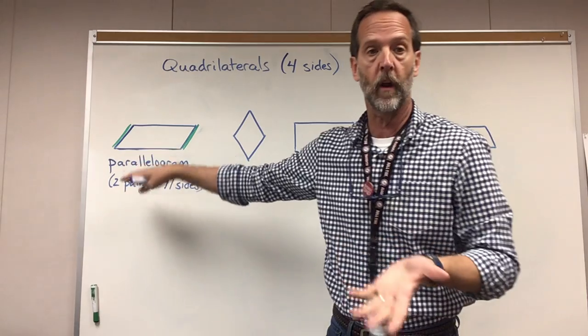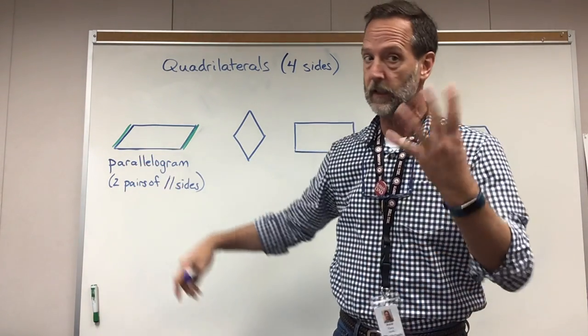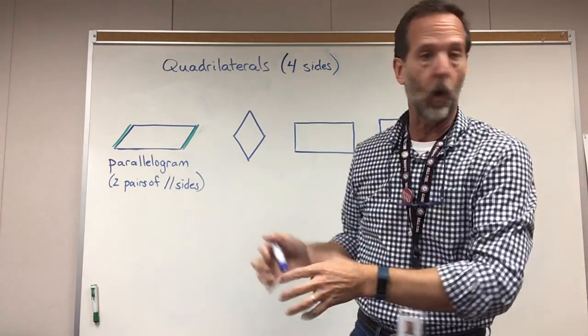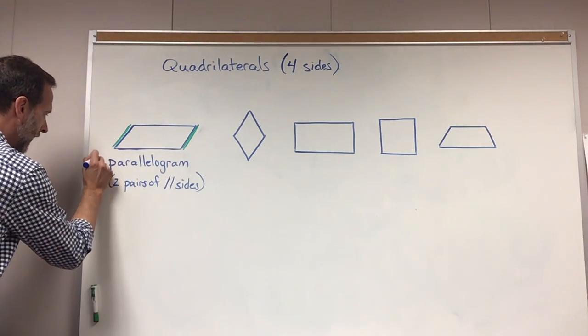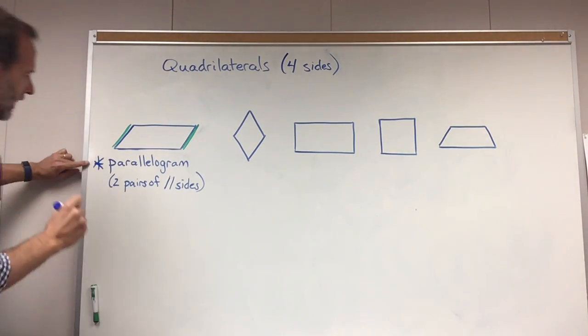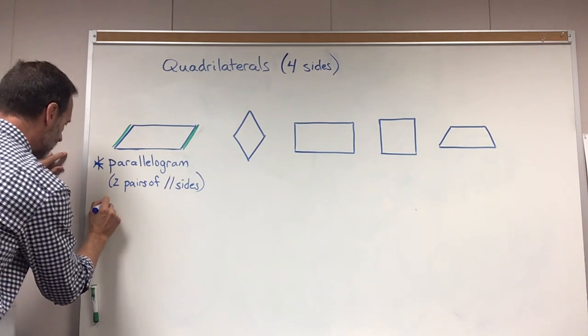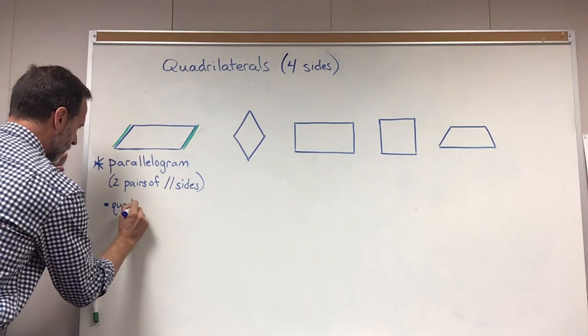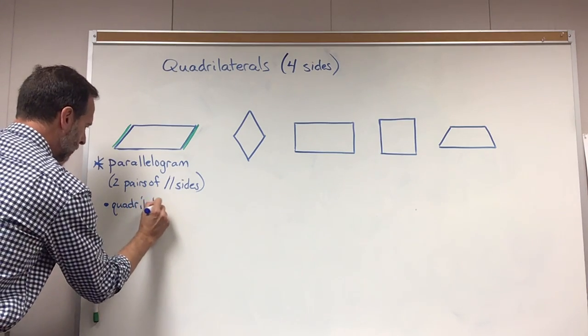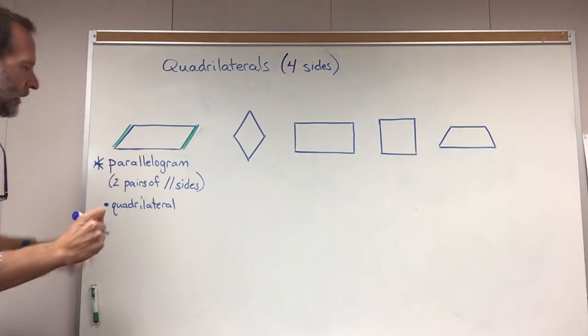Now this figure has one other name. Okay? Because it has four sides, it's a quadrilateral. Okay? So I can also put for this one a quadrilateral. I'm going to put an asterisk by this because that's its best name. And then I'm going to put quadrilateral right here, because it is also a four-sided figure.